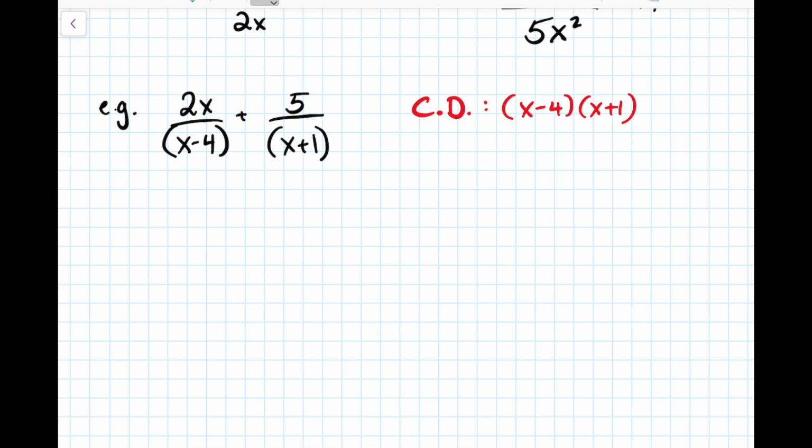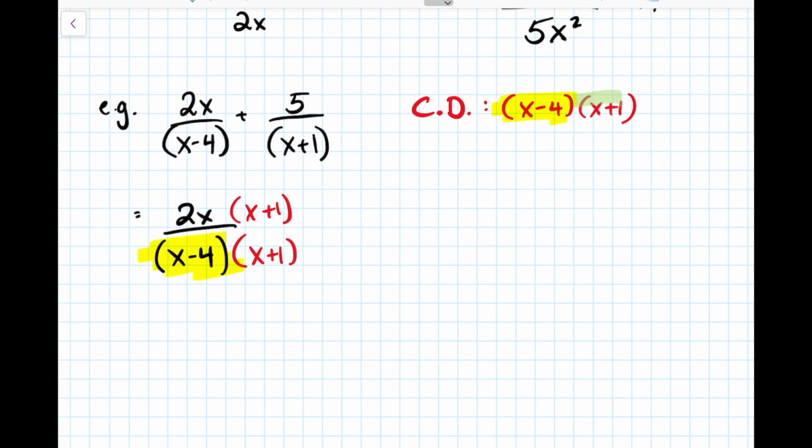So now we just need to make both of these fractions have that common denominator. So my first fraction of 2x over x minus 4, it already has the x minus 4, so it's great on that end. But it is missing the x plus 1. So what I'm going to do is take that entire first fraction and multiply it by x plus 1, so that it'll have both of the factors from my denominator, right? So it already had the x minus 4. That part was good. Now, because I've multiplied by x plus 1, it also has the x plus 1, and so it has everything it needs.